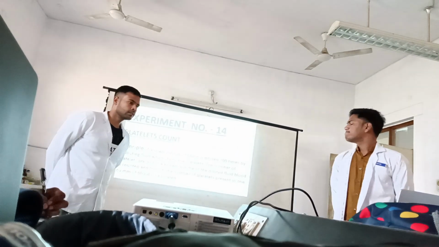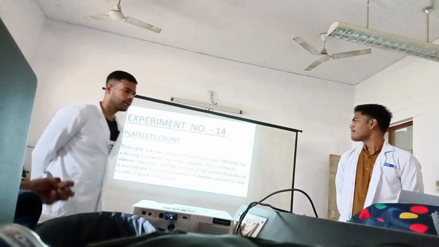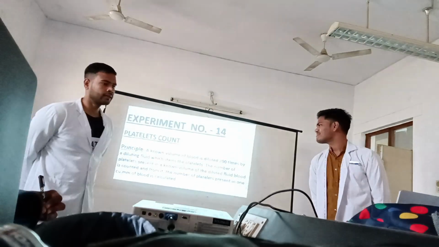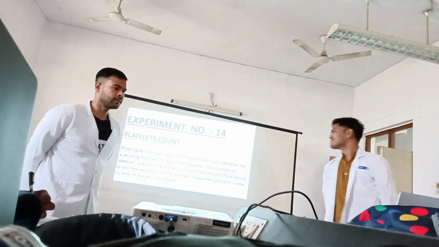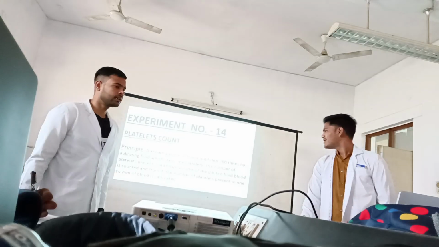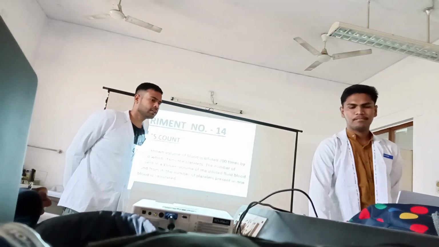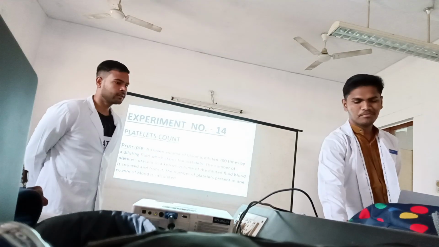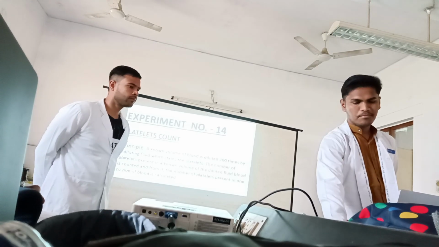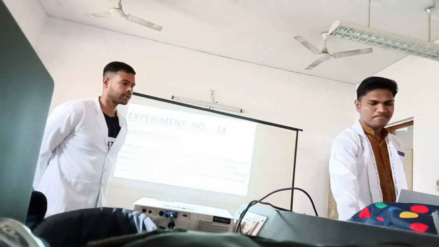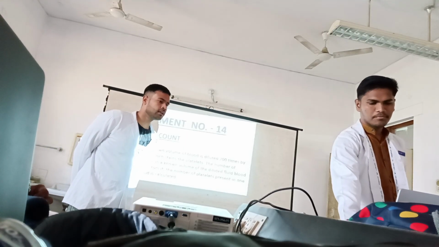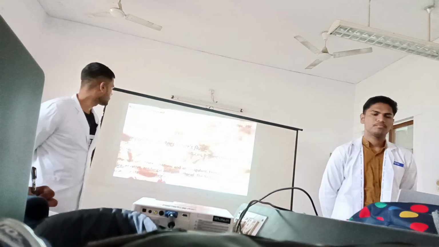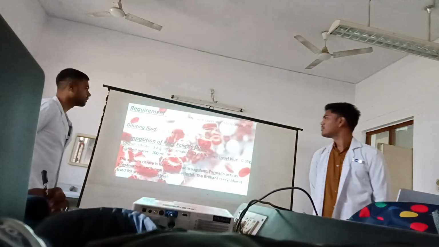Now coming to the experiment, the platelet count. The principle: a known volume of blood is diluted 200 times by a diluting fluid which stains the platelets. The number of platelets present in the known volume of diluted fluid is counted, and from it the number of platelets present in one cubic mm of blood is calculated.